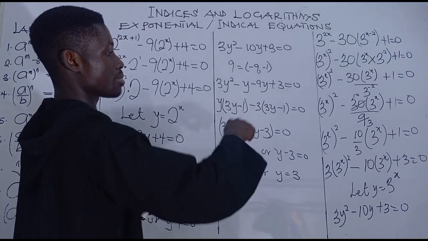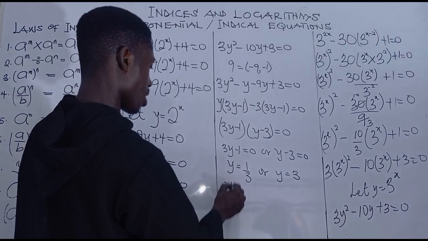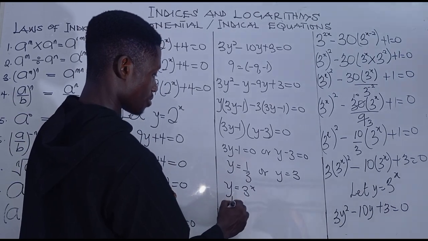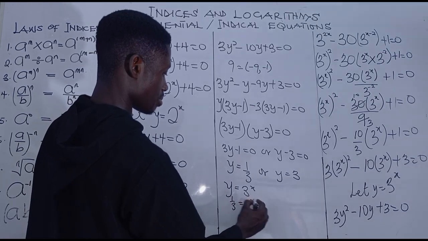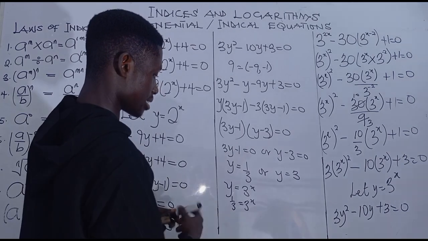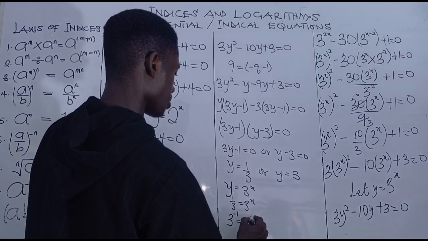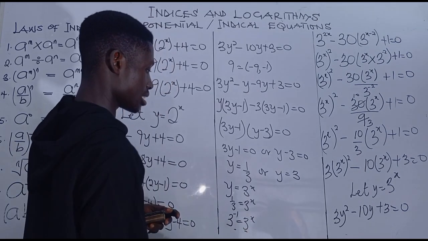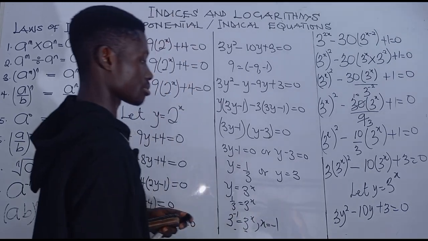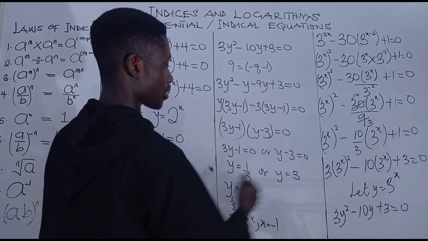So we said earlier in the beginning that we are letting y be equal to 3^x. And we had y to be 1 over 3, and then we have 3^x. Now applying the negative index property, we can write this as 3 raised to the power negative 1 is equal to 3^x. And once the bases are the same, we have x is equal to negative 1.